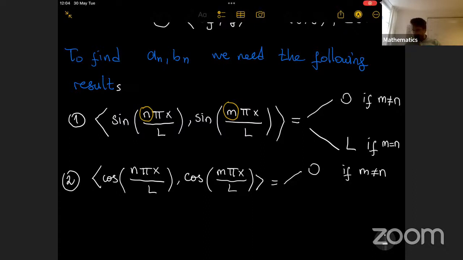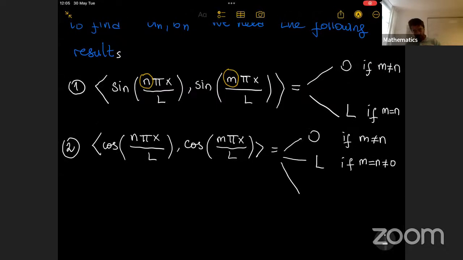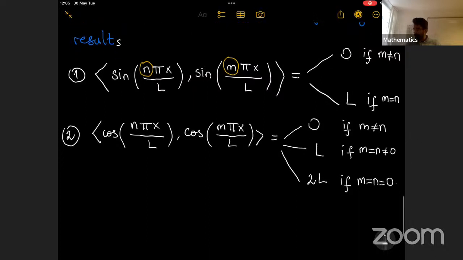Well, if m is equal to n is not equal to 0, they are equal to each other but not 0. In that case, it is equal to L, like in the previous one. But we have one more thing. If they are both 0, then it's going to be 2L. Okay, if m is equal to n is equal to 0, then we will get 2L for this. Again, it's basic integration. You can check this yourself.